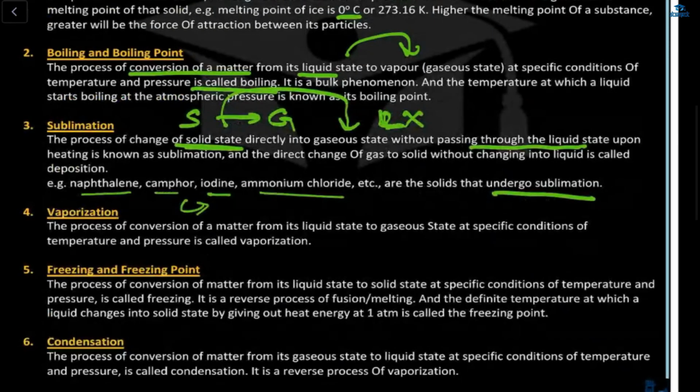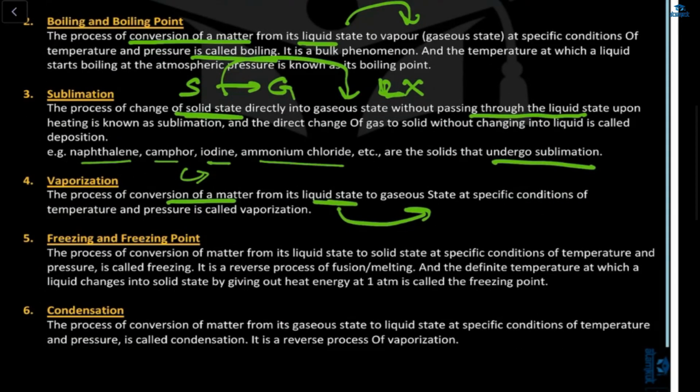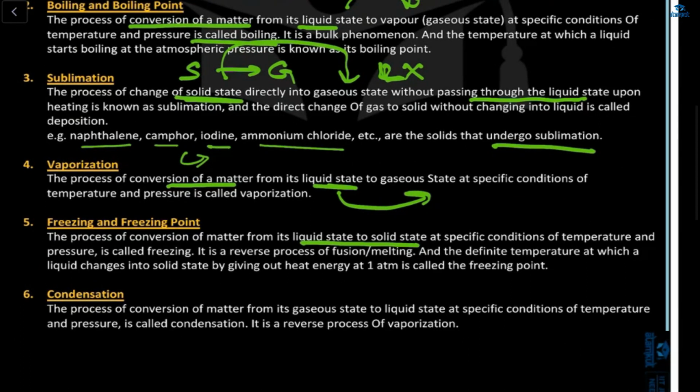What is vaporization? The process of conversion of matter from liquid to gas is known as vaporization. Liquid to gas is vaporization. The freezing point is again from liquid to solid. What is condensation? The process of conversion of matter from gas to liquid is known as condensation.